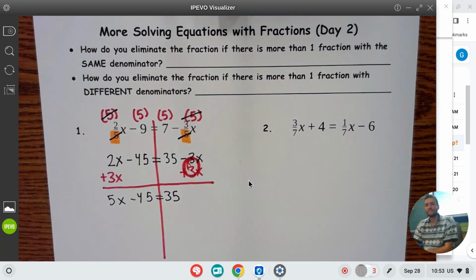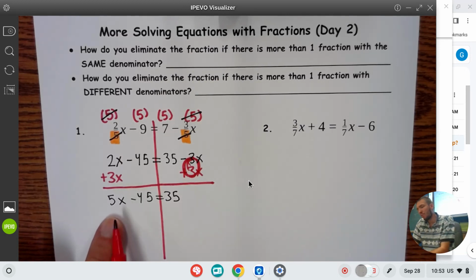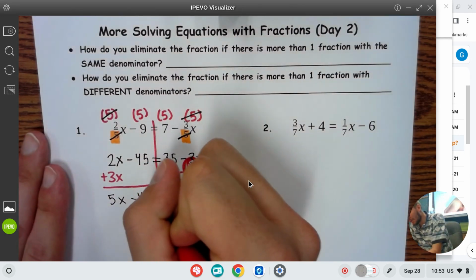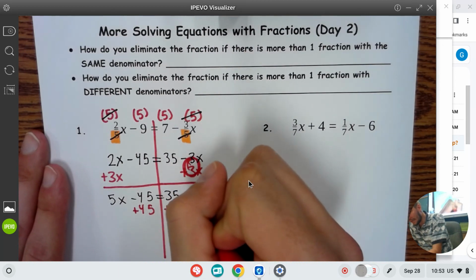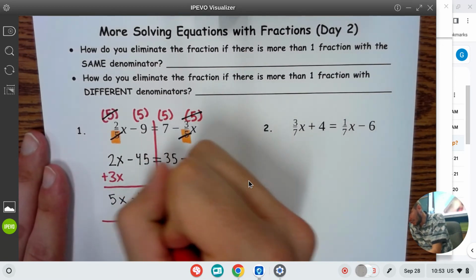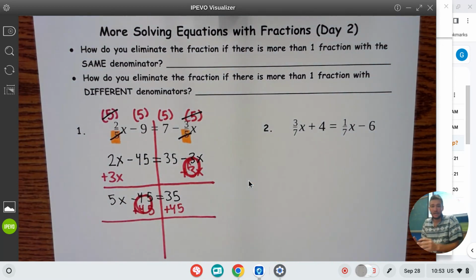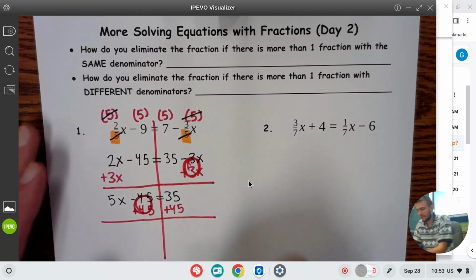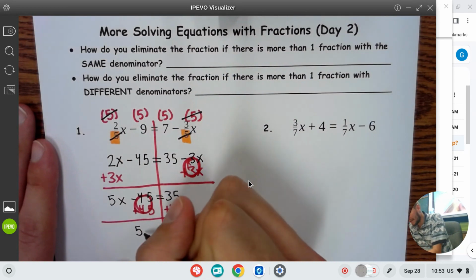Because to me, when I have one x, this just looks so comfortable. This just looks so natural. When I have 2 x's, it's a little ugly. So I'm going to do a little plus 45 on both sides. You will get the same answer. As long as you follow rules, you add things fairly to both sides, you're going to get the same answer. Don't forget anything.